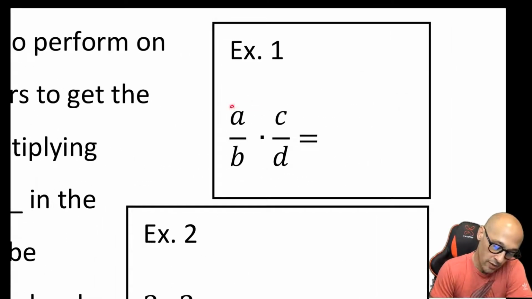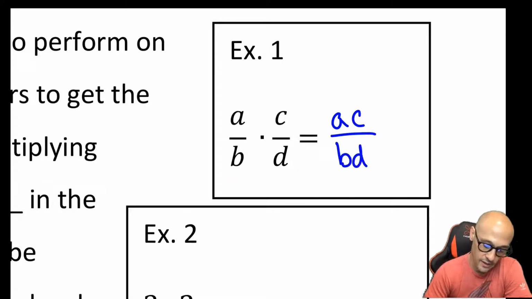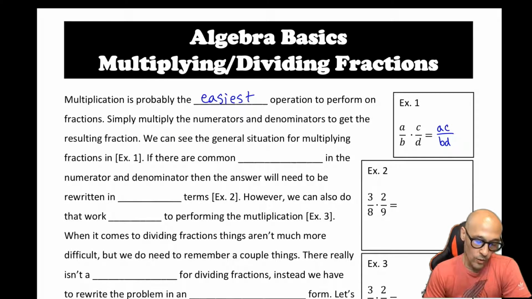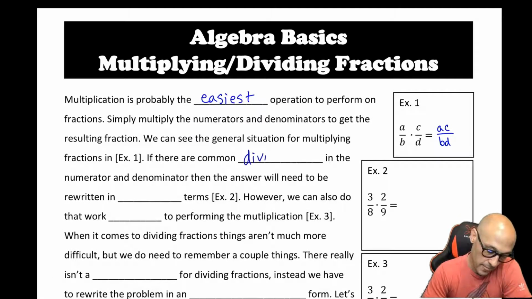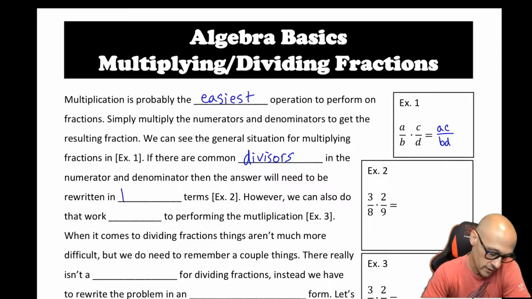So we multiply across the numerators, a times c, and across the denominators, b times d, bd. And that's how we multiply in the general form. If there are common divisors in the numerator and the denominator, then the answer will need to be rewritten in lowest terms.